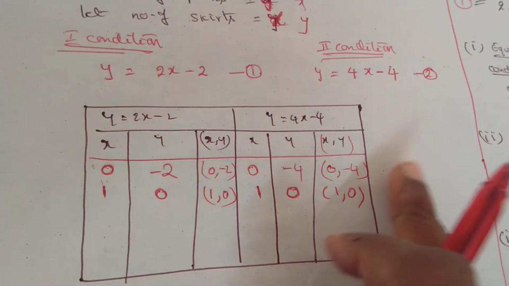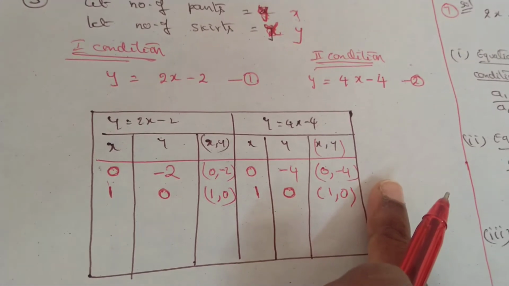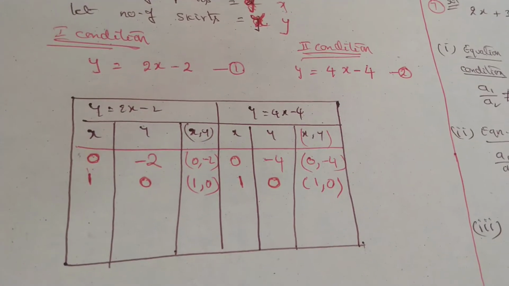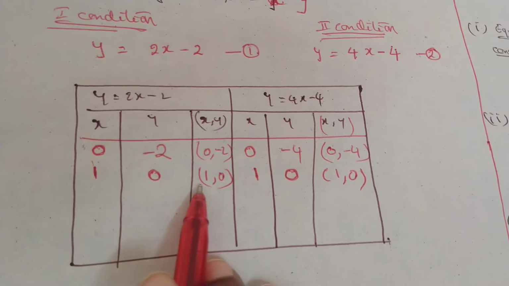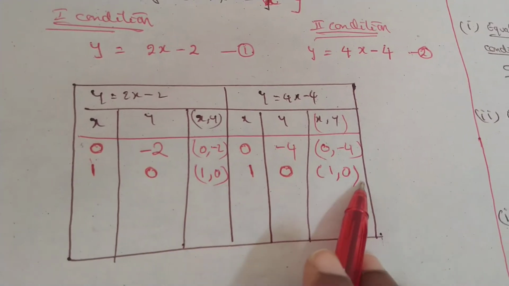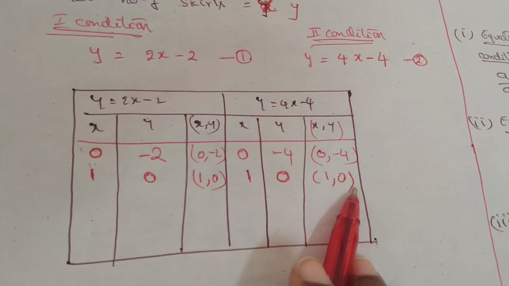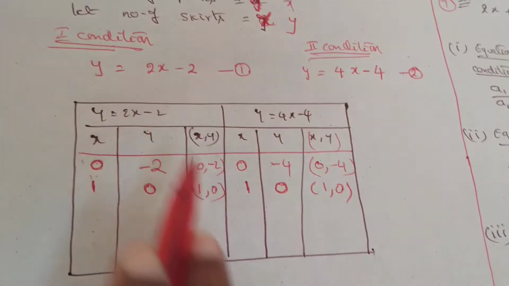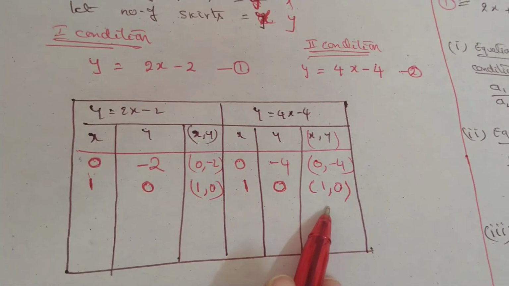That means we want such a solution which satisfies both the equations. That is the solution of the equations, isn't it? So you have got 1 comma 0 as the solution to the given equations. That means both the lines will intersect at 1 comma 0.